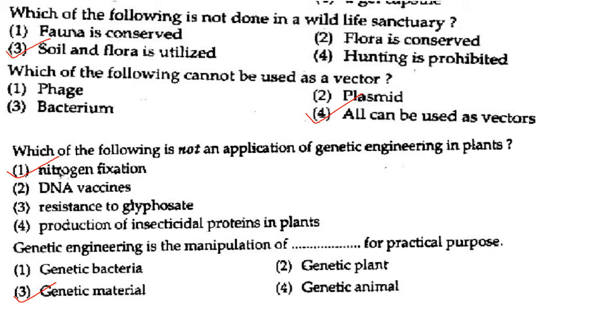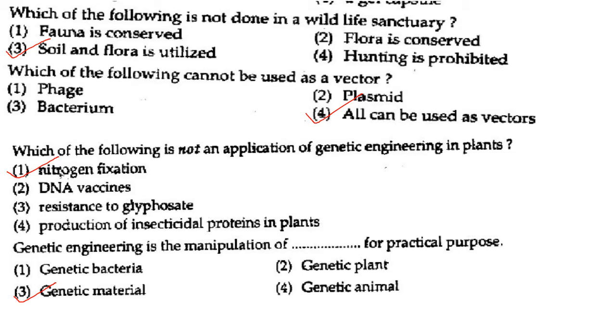Which of the following is not done in wildlife sanctuary? Option 1, fauna is conserved. 2, flora is conserved. 3, soil and flora utilized. 4, hunting is prohibited. Answer is option 3, soil and flora is utilized.